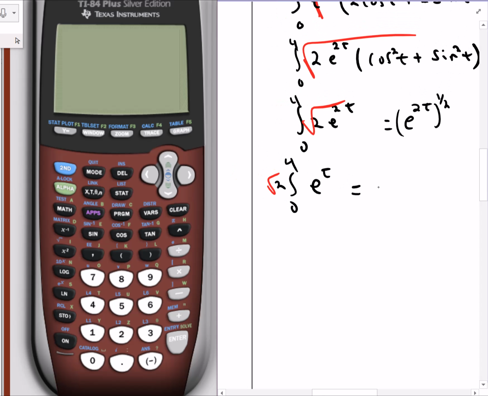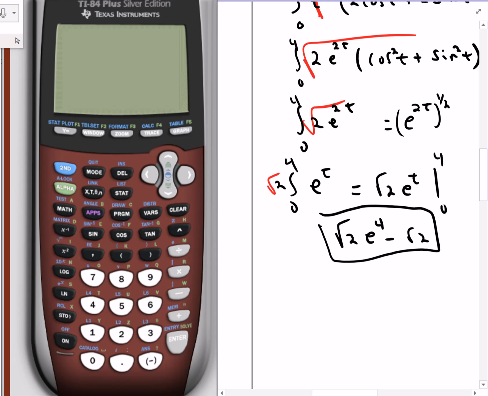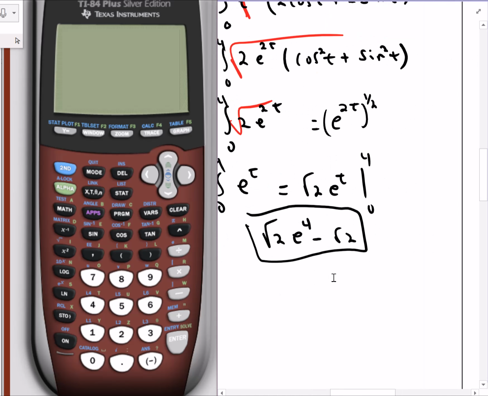Integrate e to the t, you get e to the t, so this is square root of 2 e to the t, evaluated from 0 to 4. So it'll be square root of 2 times e to the 4th minus the square root of 2 times e to the 0, which is that. So we get this as an exact answer. If we did it in our calculator, we'd get the approximate answer, but it'd be something close to that.